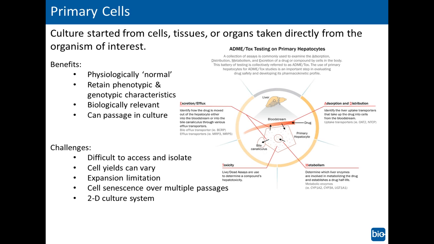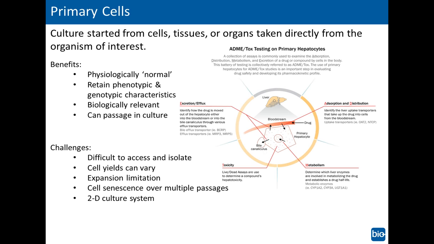So primary cells are a little step closer to a more in vivo-like situation. Primary cells are cultures started from cells, tissues, or organs taken directly from an organism of interest. The benefit of this system is that because they're taken from an organism of interest or a tissue, these cells are physiologically more normal and retain phenotypic and genotypic characteristics of the cells found in vivo, making them more biologically relevant compared to cell lines. Primary cells can also be passaged in culture, so you can establish a system like that.